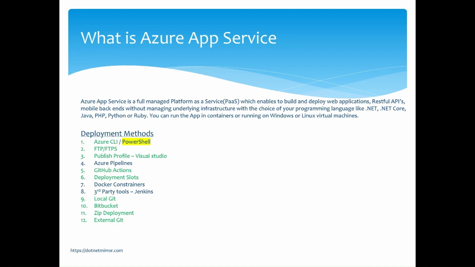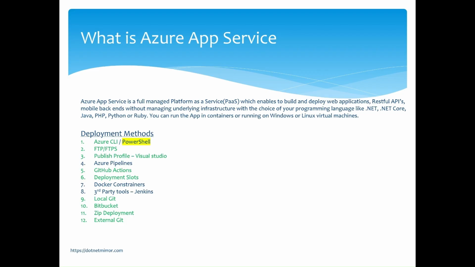What is Azure App Service? It's a fully managed platform as a service, called PaaS. It allows you to build, host, and scale web applications, RESTful APIs, and mobile backends. The best part is that you don't have to manage the underlying infrastructure. It supports multiple languages like .NET Core, Java, PHP, and Python, and you can run your apps on either Windows or Linux.